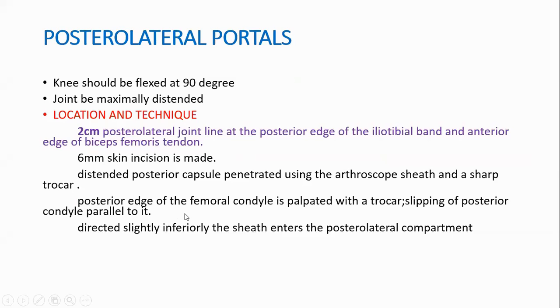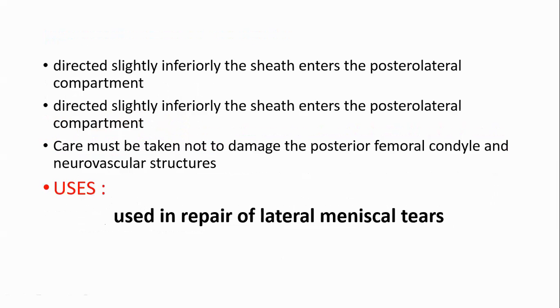The posterior edge of the femoral condyle is palpated with the trocar, slipping off the posterior condyle parallel to it and directed slightly inferiorly, and the sheath enters the posterolateral compartment. Proper care must be taken not to damage the posterior femoral condyle and neurovascular structures. It is mainly used in the repair of the lateral meniscal tear.